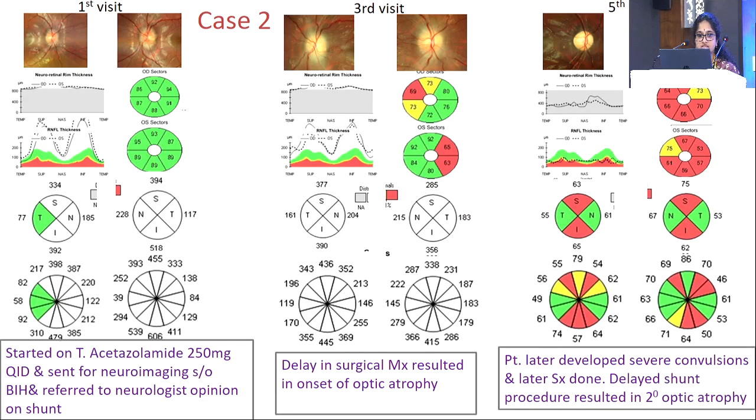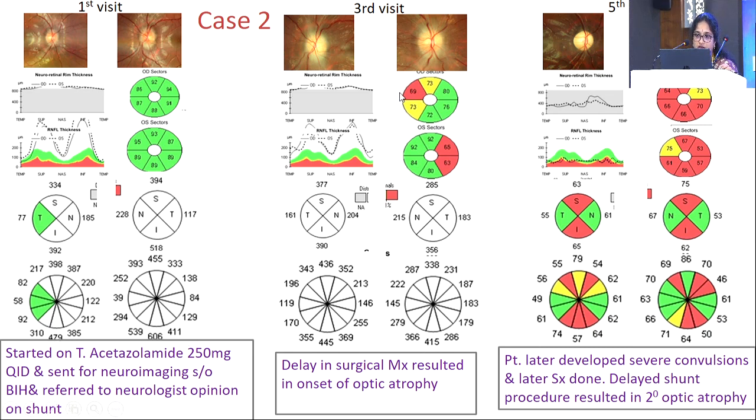Coming to the second case, this patient's anterior segment was normal. She also presented with raised intracranial signs and symptoms. On taking OCT, RNFL showed higher values, nearly approaching 606, and we started the patient on acetazolamide and sent for neuroimaging, which was suggestive of BIH, and we immediately referred the patient to neurologist for the opinion on shunt, and her shunt procedure was delayed.